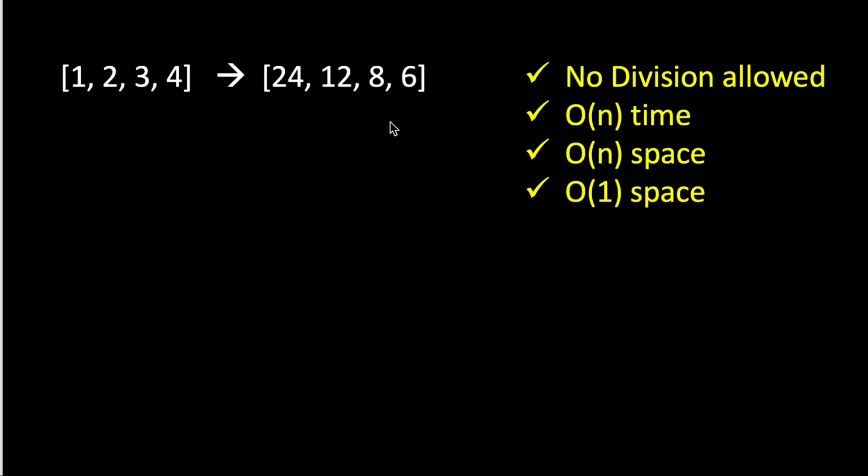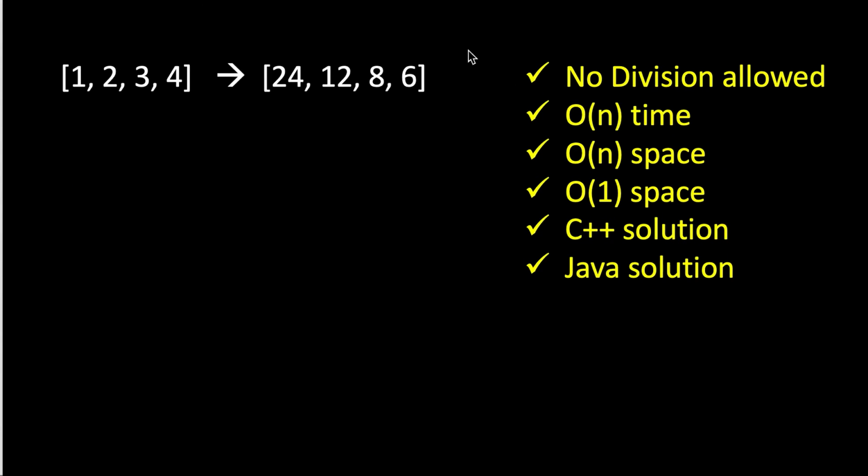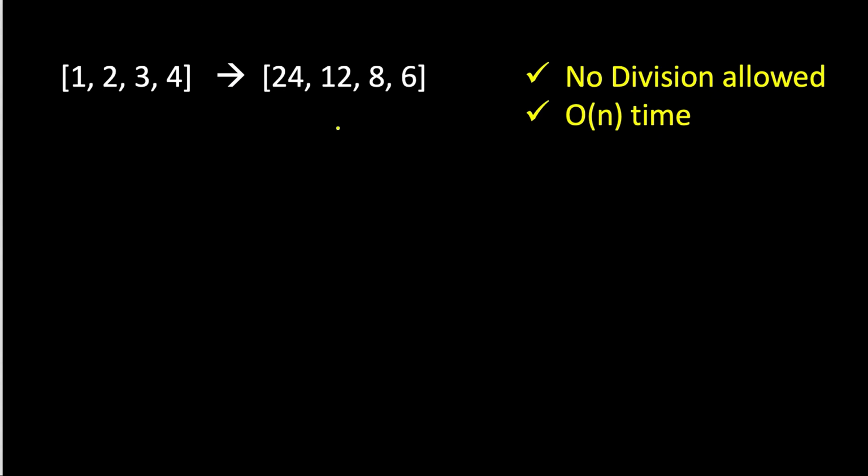So what we will do is first look at an order n space solution, and then modify our solution to get it done in order 1 space. Both of these meet the above two conditions, that is, order n time and no division. Then we will see the code for this in C++ as well as Java. Since many of the viewers are comfortable in Java, I will be providing both codes, and there will not be much difference between these two codes. So let's begin. How can we solve it?